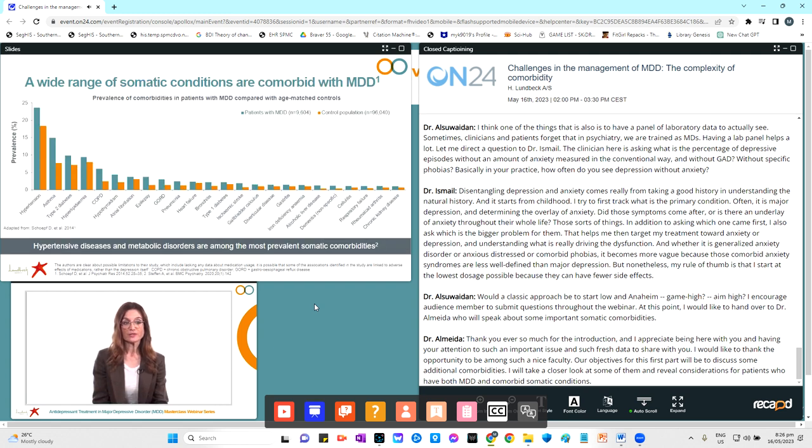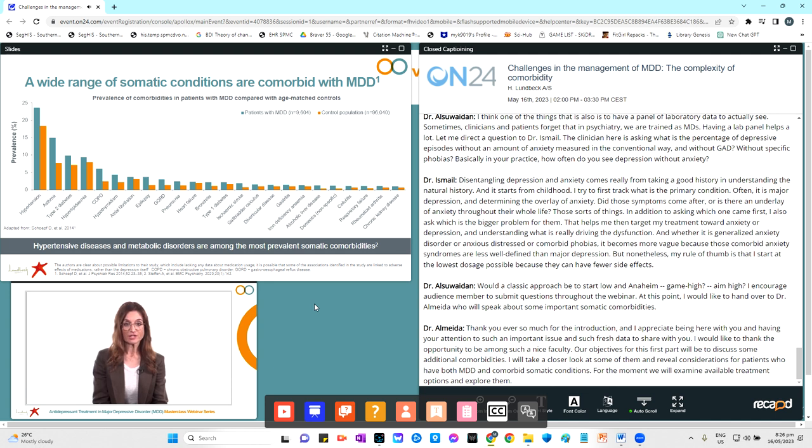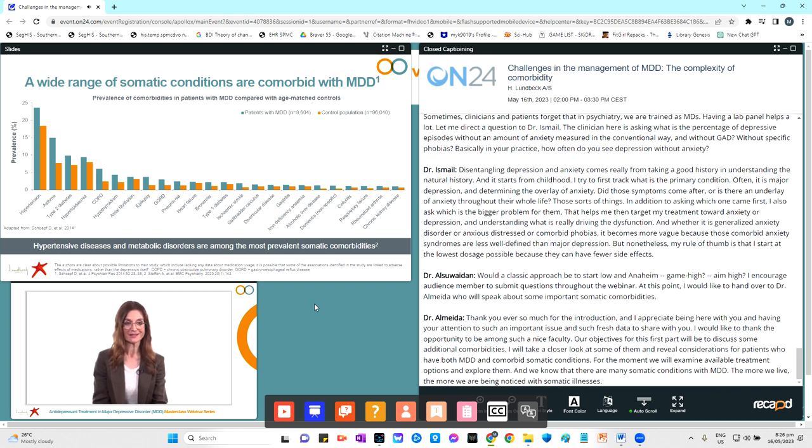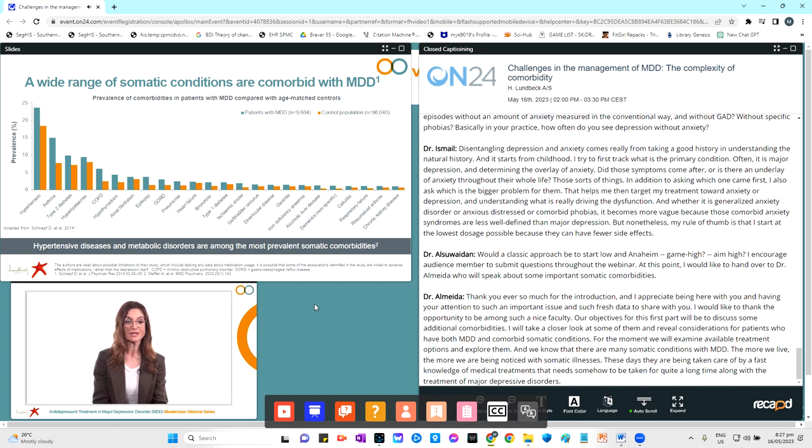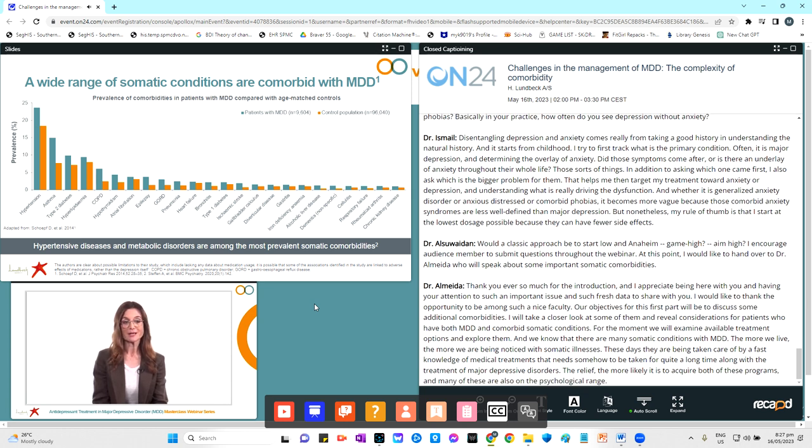We know that there are many somatic conditions, a wide range of them comorbid with MDD. As Dr. Al-Suwaidan was just saying, the more we live, the more we are being diagnosed with somatic illnesses that, fortunately these days, are being taken care of by a vast knowledge of new medical treatments that need to be taken for quite a long time, along with the treatment of major depressive disorder. So I guess it's the cost of the times. The more we live and the healthier life we have, the more likely it is for us to acquire both of these problems, and many of them are also in the psychological range.